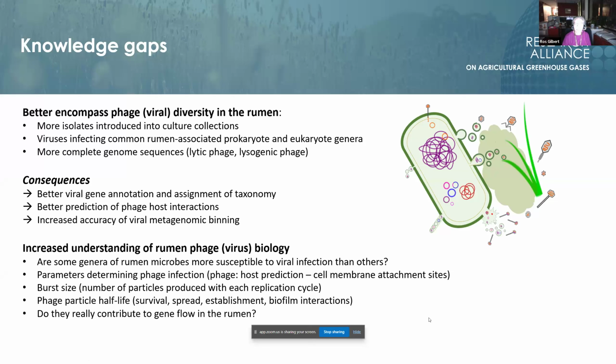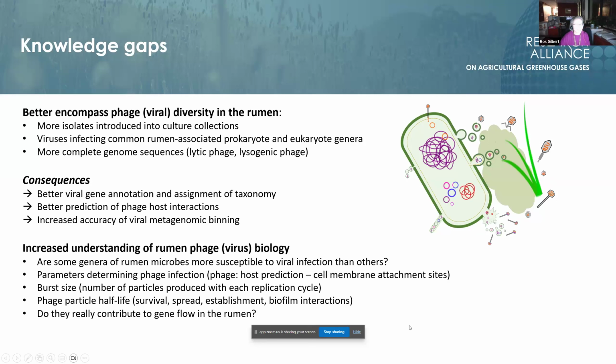Phage host prediction is so much easier if not only you have integration genes, but you have cell membrane attachment sites known as well. Burst size, the number of particles that are produced with each replication cycle, like some phages may be better at forming more particles than others. Phage life cycle, knowing how they survive, how they spread, how they establish, and any biofilm interactions.